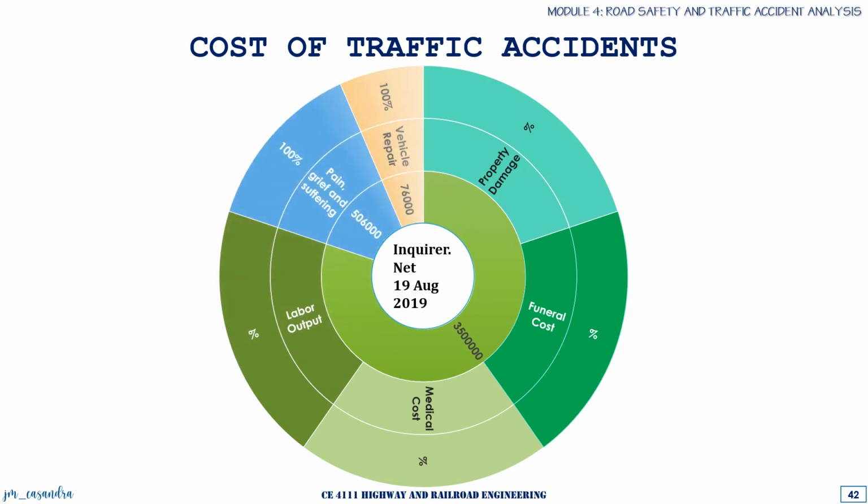So in the same study, they were able to identify that for a value of 3 additional causes, 3.5 million pesos would go to property damage costs, funeral costs, medical costs, and labor output costs. And an additional 506,000 would go to pain, grief, and suffering, and 76,000 additional costs will go to vehicle repairs.